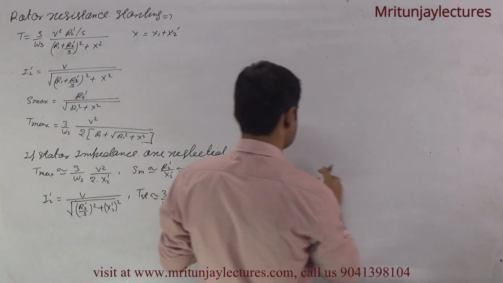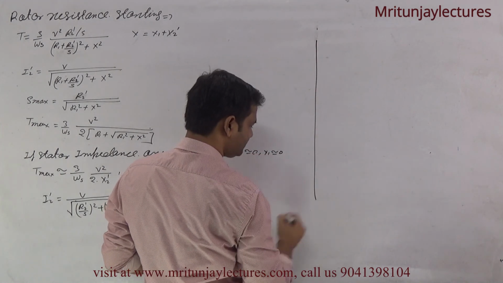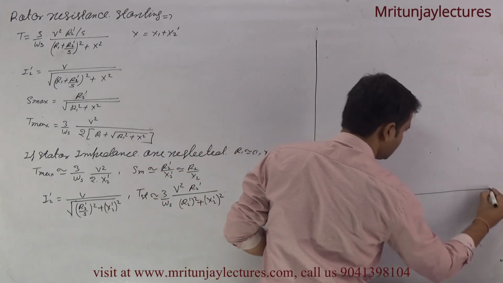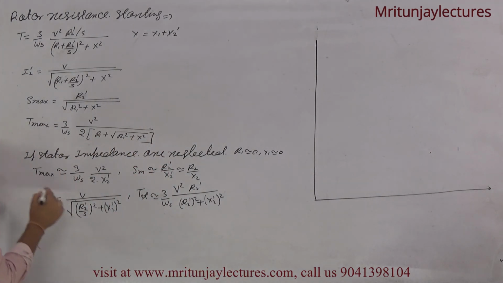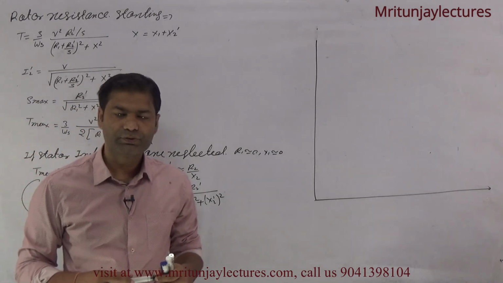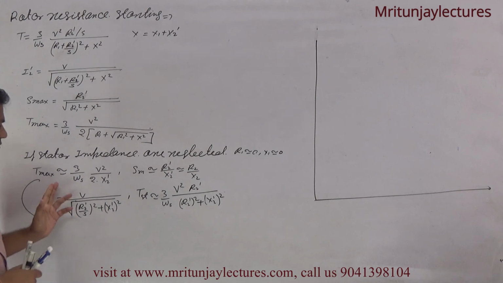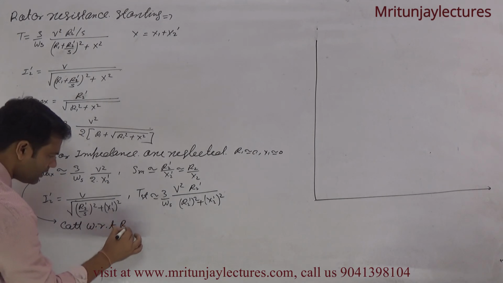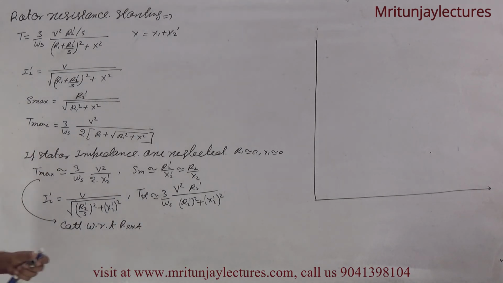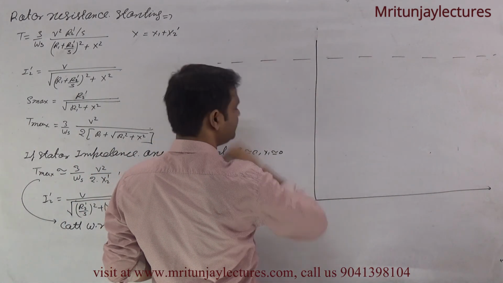Now, make the graph. Okay. Now, T max is independent of R2 dash. So when external resistance is added in the rotor, T max is always constant. You can say that it is constant with respect to R external. So this is T max.